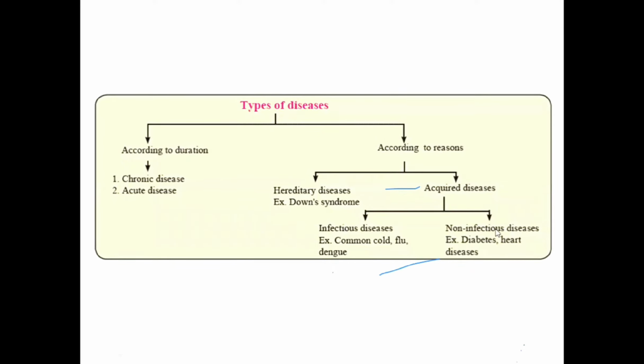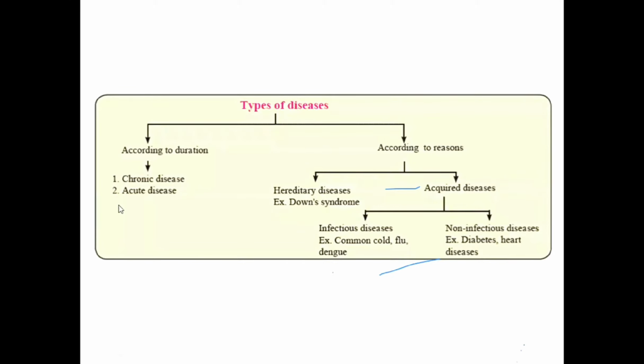The second type is non-infectious diseases. These are the types of diseases which do not spread through direct contact with an infected person, such as diabetes or heart diseases or cancer. These are non-infectious diseases. There are certain reasons for that.